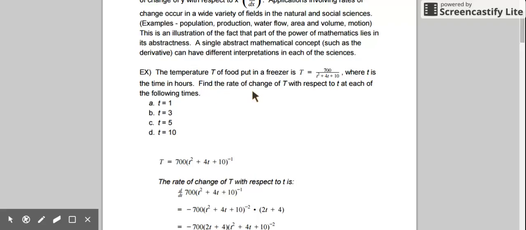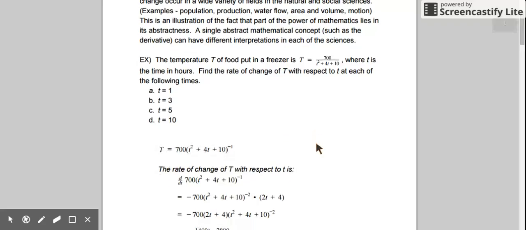So we want to find the rate of change of our temperature, how fast or how slow our temperature is changing with respect to time. We want to do that for the following 4 times, and let's compare them. So the first thing we want to do, since we're finding a rate of change for this function, is find its derivative that represents its rate of change. I would rewrite that function, take that denominator up to the top and get rid of the fraction by using a negative exponent, and then we could just use our chain rule to derive this function.